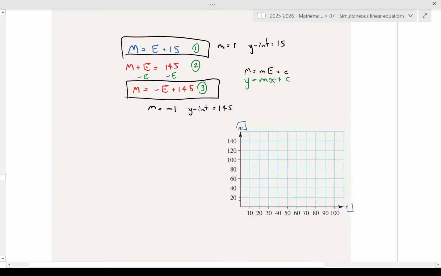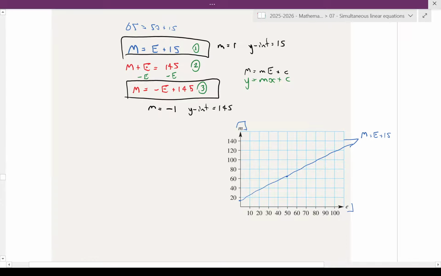So 15. All right. So now if I said, what would happen if my English score was 50? So I'd have 50 plus 15, which would give me 65. So if I go across to 50 and up to 65, it's about there. So that would be my score, something like that. Cool. So that is my M equals E plus 15.